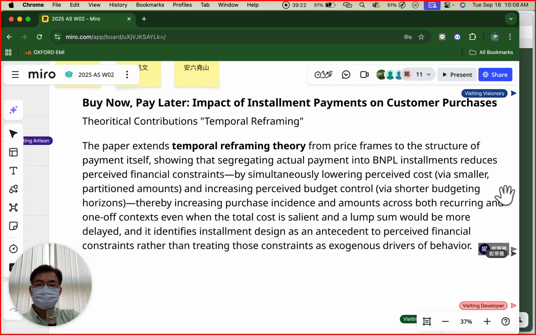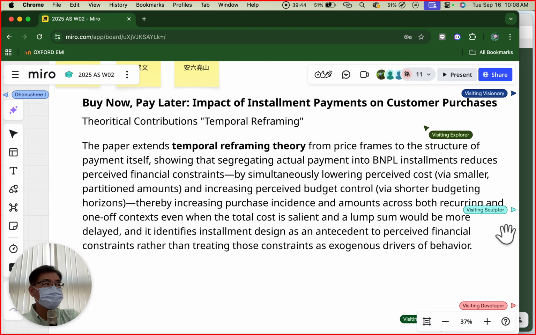So if they pay 1,000 per month, they think it's better than paying 4,000 one time, because they think 4,000 is a big number, and it's kind of how our human brain works. As a result, people are more likely to buy and spend more, whether it's a one-time purchase or something recurring.